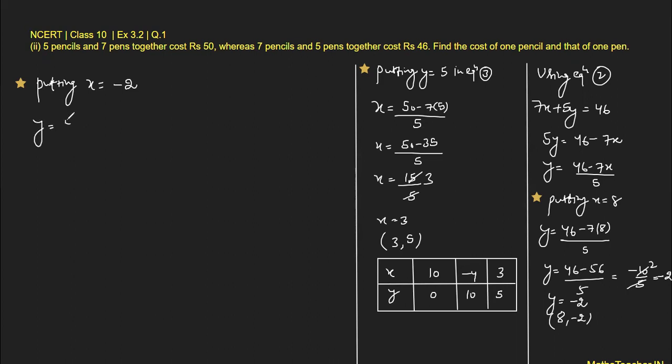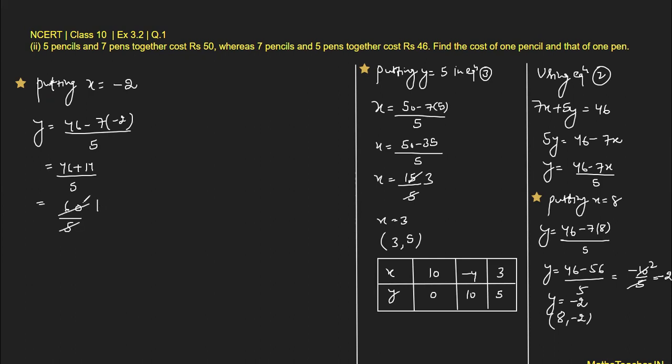Let me show you. y equals 46 minus 7 times minus 2, upon 5. 46 minus 7 times minus 2 is coming out to be minus 14. So minus minus will be plus, so 46 plus 14 becomes 60. You can see we can divide it. It is 100% divisible by 5.